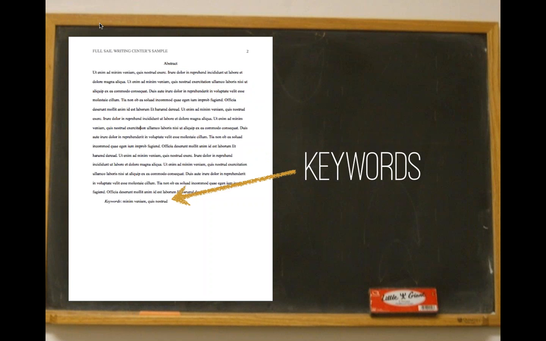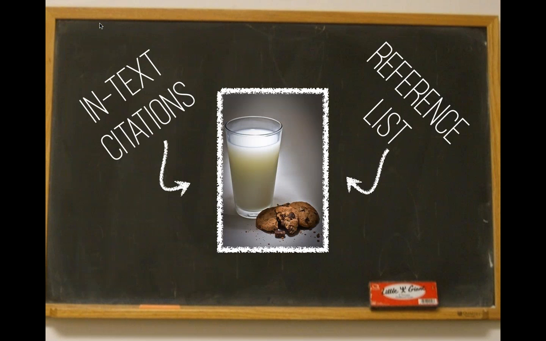Sometimes you will want to include keywords in your abstract. You don't have to. If you do include keywords, indent as you would if you were starting a new paragraph, then type keywords in italics, followed by a colon, and then the keywords that you actually need people to look for in your paper.